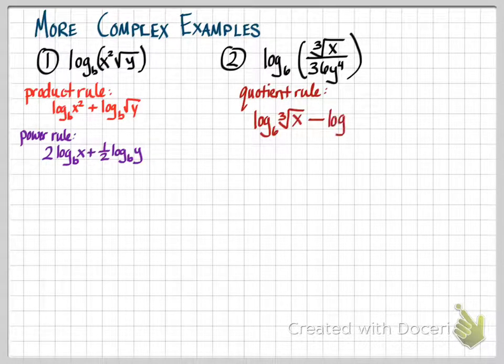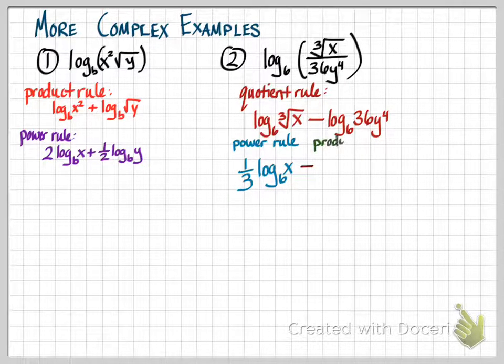And we'll separate this as log base 6 of the cubic root of 3x minus log base 6 of 36y to the 4th. But again, the first expression can actually be finished by just doing the power rule and taking the 1/3 out. But the second part, I actually want to use the product rule to separate it. And what's really key here is that both of these terms have to be subtracted.